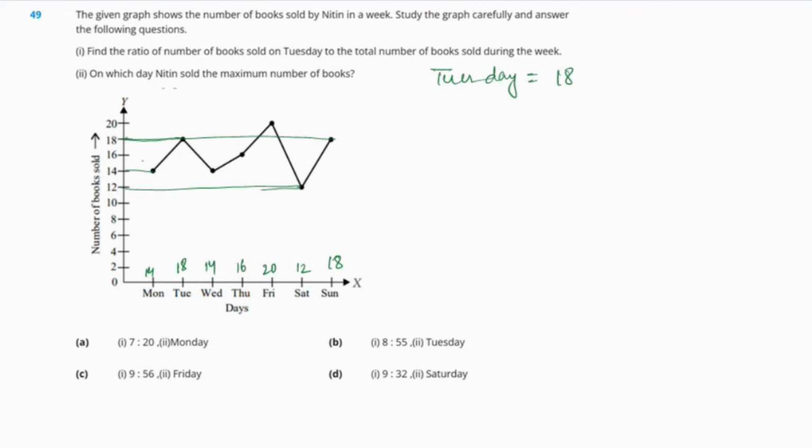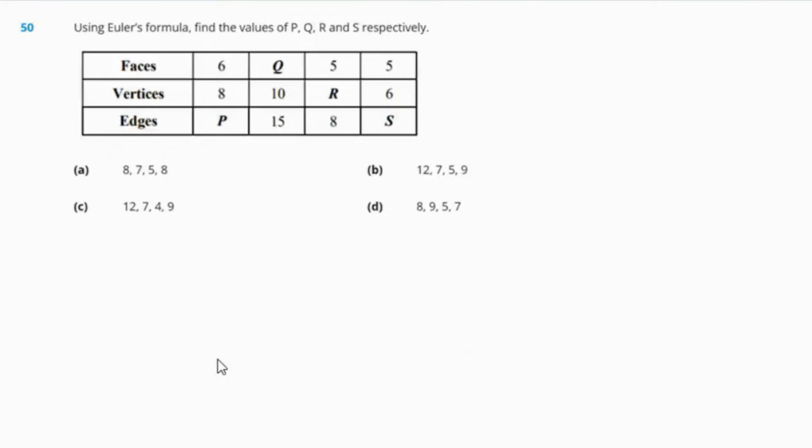Now the total number of books, if we need to figure it out, we need to add all of them together, which is 14 plus 18 plus 14 plus 16 plus 20 plus 12 plus 18. We will be getting 112. So the ratio of 18 to the total number of books, which is 112, will give us 9 ratio 56. Now next, on which day did Nitin sell the maximum number of books? That is on Friday. So that's why option C is going to be the correct answer.